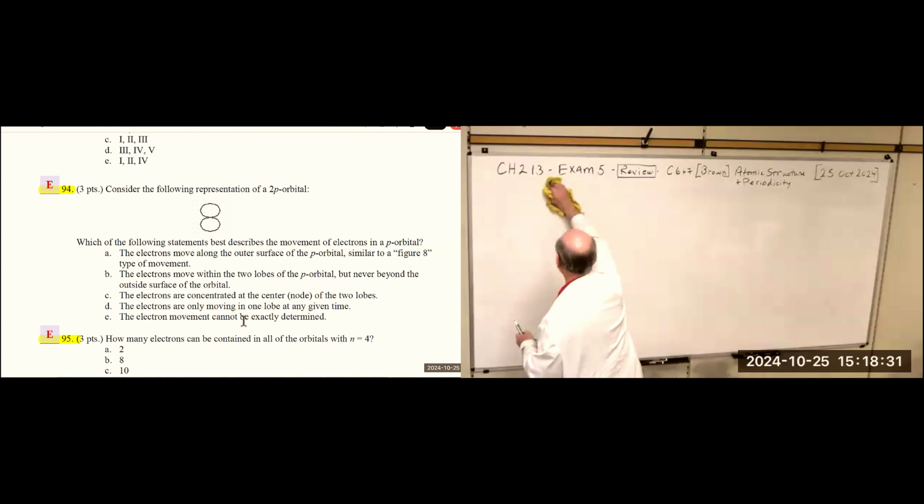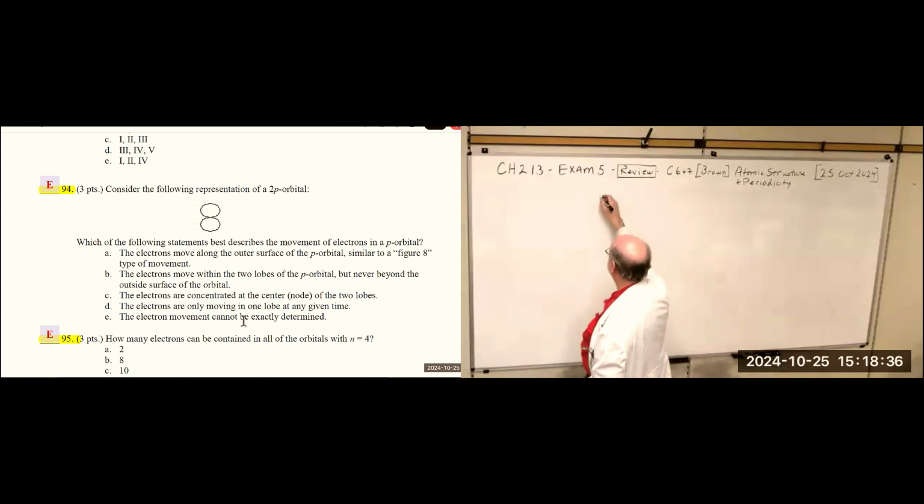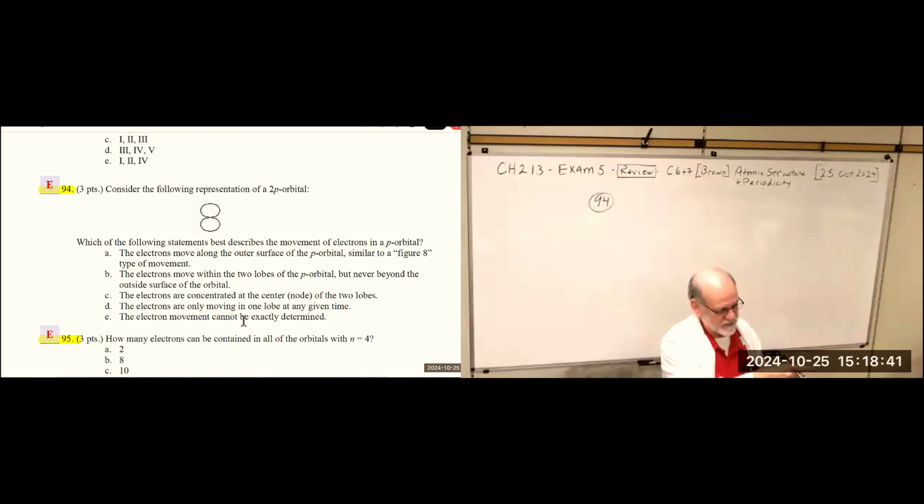94. So you probably saw this in your website, different shapes of orbitals. So the p orbitals are kind of dumbbell shaped. Which of the following statements is true about this p orbital? Actually, we could say this about almost any orbital. The electrons move along the outer surface of the p orbital. No. Let's just shorten this story.